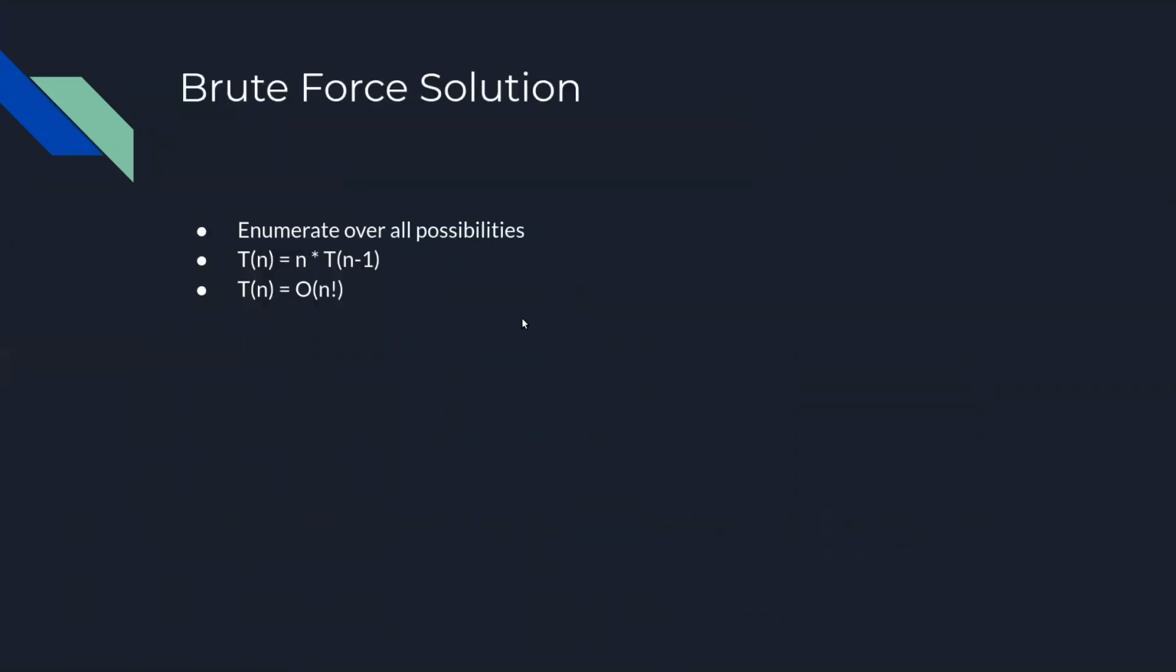The brute force solution, obviously, is to enumerate over all possible merges and see which is the minimum. Of course, it's a correct algorithm, but as you can see, it takes order of n factorial time. The reason is there are n minus one choices for the first merge, and when you do that, you have an input size of n minus one, so it will be n times T of n minus one. It is times, not plus, because we're enumerating over everything without discarding any solutions.